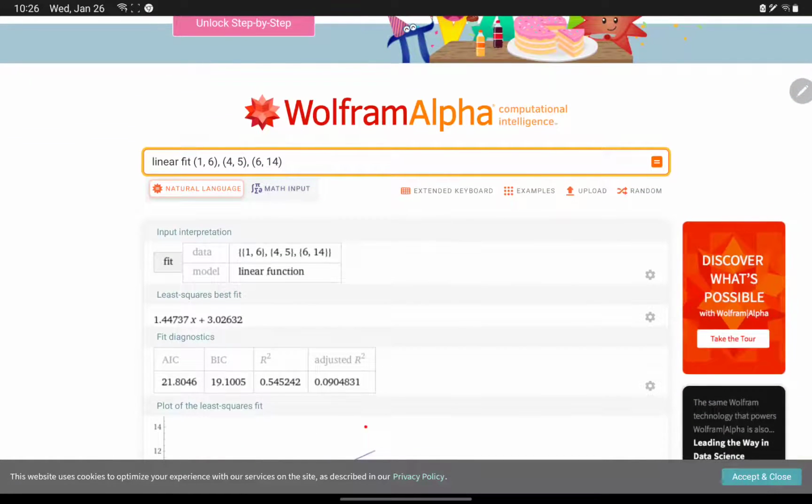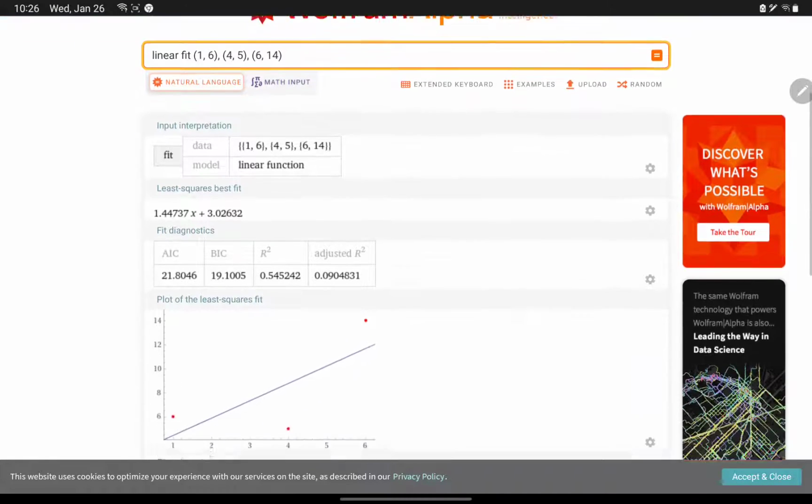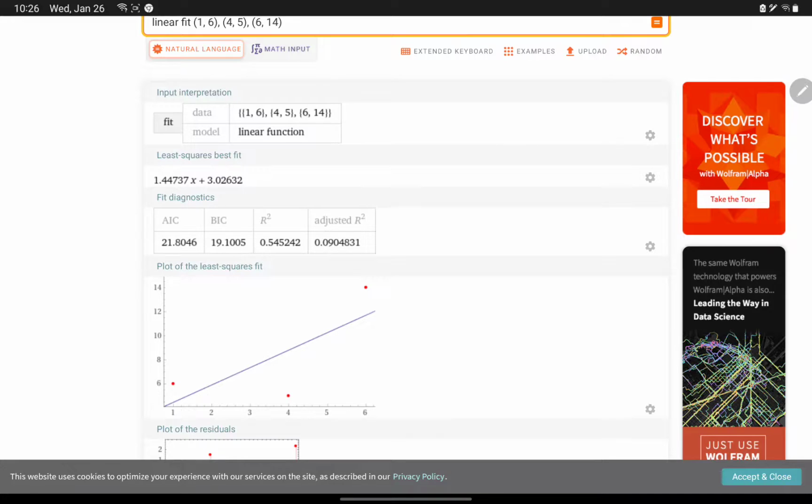It gets something pretty similar to what we got, right? 1.4, 1.45 and 3.03. And it will automatically draw you the picture of the data points along with the line. Like I said, I'm not going to require that you get a graphing calculator to do these things on a test. On a test, there will be a portion where you can use Wolfram Alpha to solve the problem.